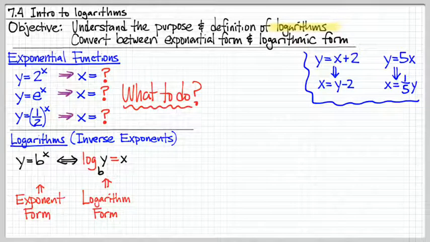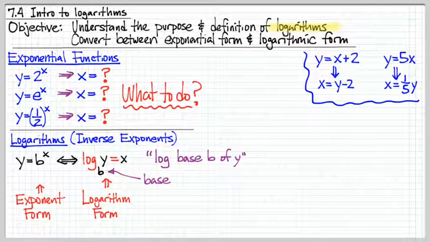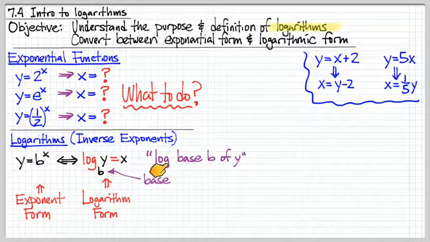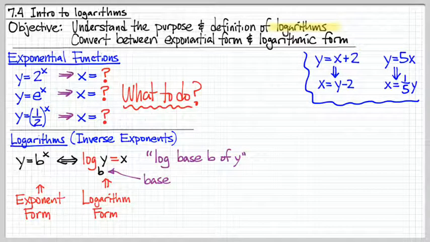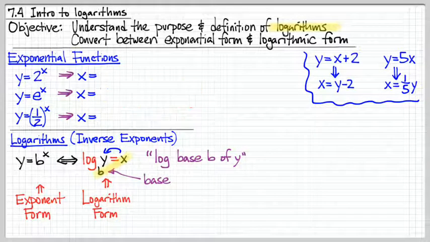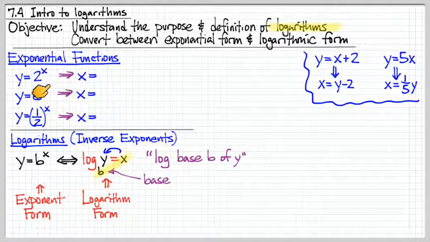And so it's written like this, where we have log base b of y is equal to x. And that's how we say it, log base b, log to the base b of y is equal to x. And so the b is down here, and you can kind of see this idea. B to the x power is equal to y.